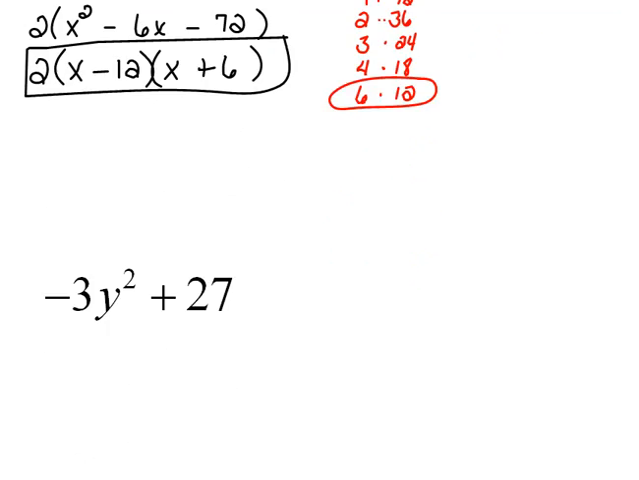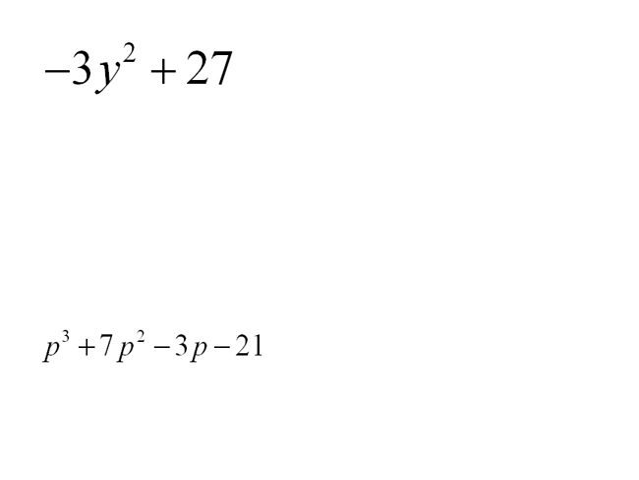Hey, let's look at another one here. Here we have negative 3y squared plus 27. And again, no matter what else we do, our first rule of factoring is always to pull out the greatest common factor. So in this case, we actually have a 3 that's in common for both of these terms. And because this first term is a negative, I'm going to go ahead and factor out a negative 3, just so we can have that first term positive.